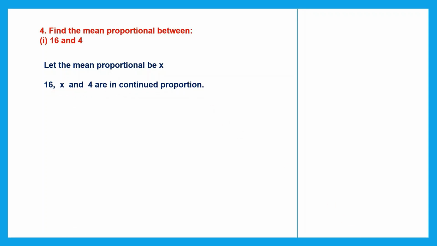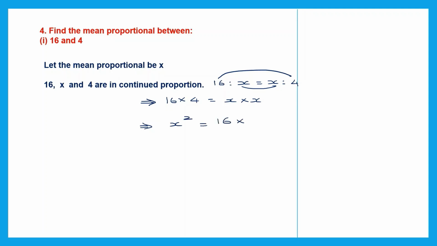So in that case, 16 is to x will be equal to x is to 4. Now we have to solve and find the value of x. So how do we write that? We say 16 product of extremes, so 16 into 4, is equal to product of means, that is x into x. I'm going to bring the x to the left side. So x into x is x to the power of 2, and on the other side, we have 16 into 4.